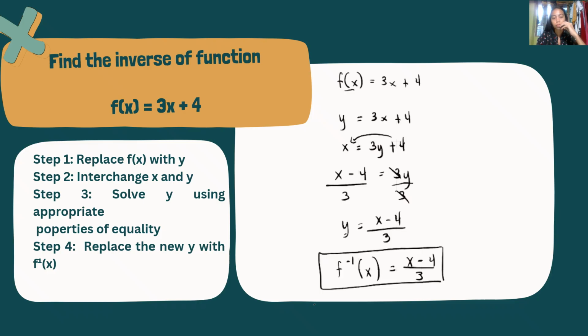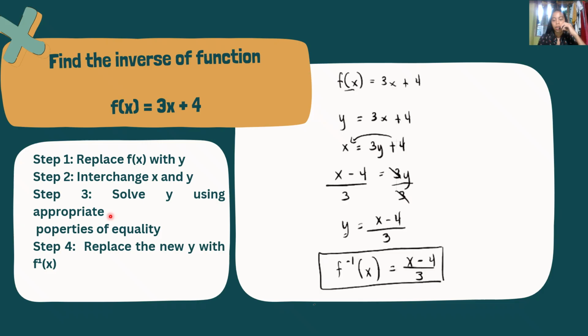So let's begin with the example. Find the inverse of f of x is equal to 3x plus 4. We will use this specific example to walk through the process, which is often the clearest way to learn. Our function is f of x is equal to 3x plus 4. So let's break down the steps to find this inverse.